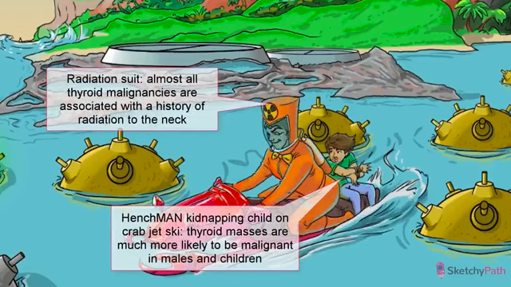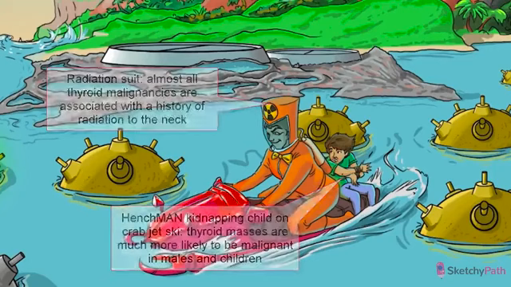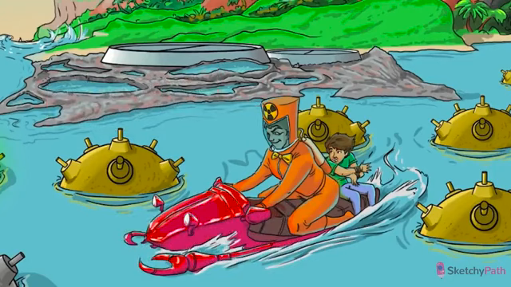The most important risk factor for the development of thyroid cancer of almost any type is a history of radiation to the neck, especially in childhood years. So in comes our next henchman, donned in full radioactive attire, riding a jet ski modeled after our recurring cancer crab symbol. Notice, too, that he has a child in tow. A son of British royalty, no doubt.